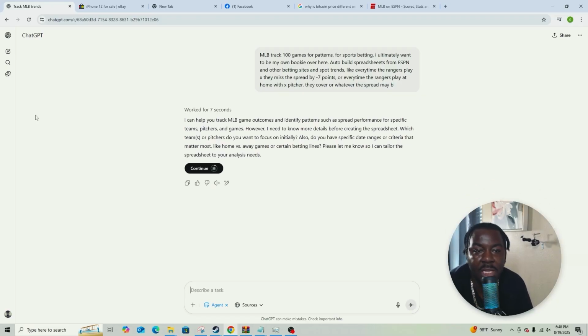Auto build spreadsheets from ESPN and other betting sites to spot trends. Like for instance, every time the Rangers play X, they miss the spread by -7 points. Or every time the Rangers play at home with X pitcher, they cover, or whatever my spread may be. So now it's asking me, I can help you track, however, I need some more details. Which teams or pitchers do you want to focus on initially?